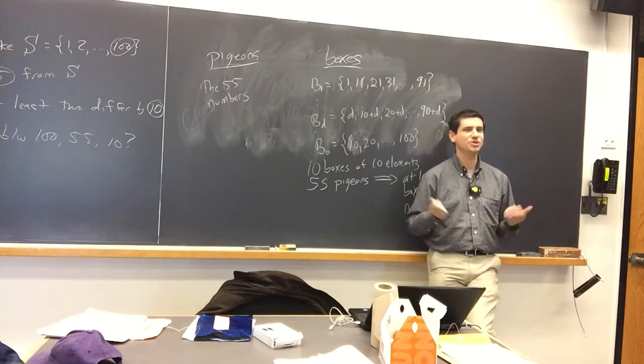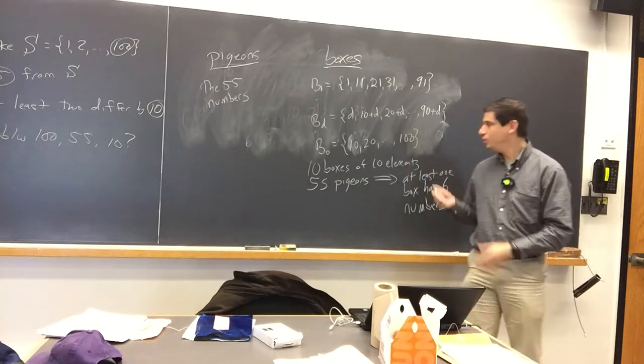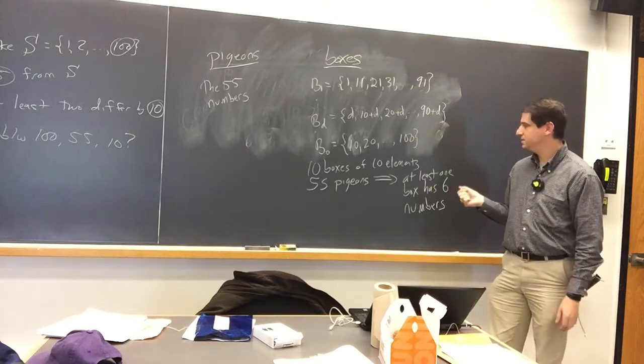So f of x is always an integer, and f of x is continuous. It's constant. We really understand constant functions. And so this is a real nice benefit of knowing that something is integer valued. So now we know at least one box has 6 numbers.